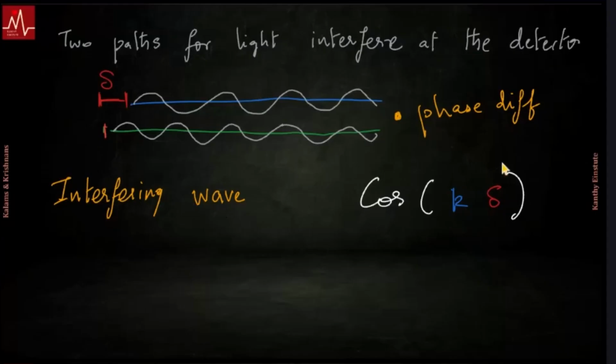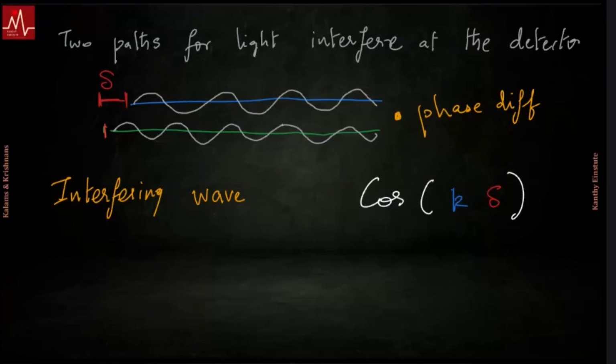Specifically, notice if delta is 0, there is constructive interference, so this cos is 1. So I have chosen a cos. The interfering wave is sinusoidal. If delta is 0, I get a 1, constructive interference. If I had chosen a sine, when delta is 0, I get a 0, destructive interference. So I didn't choose that. What I received in the detector is a cos of k delta. So what you pick is cosine.